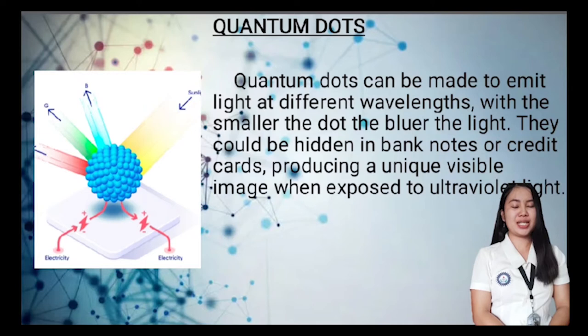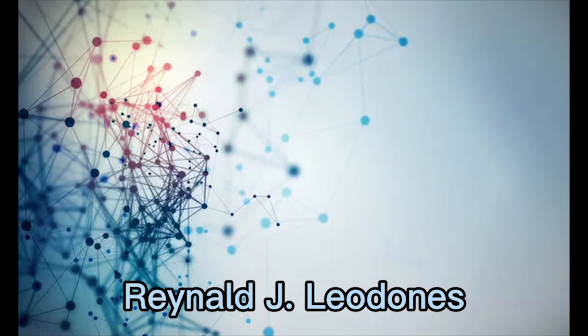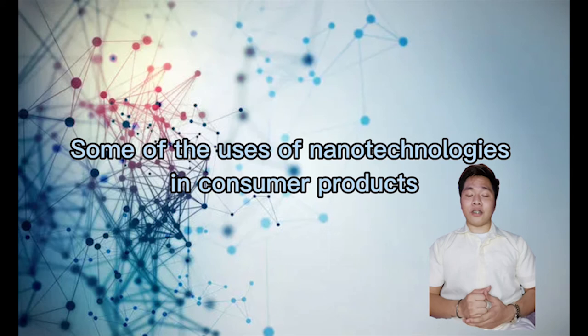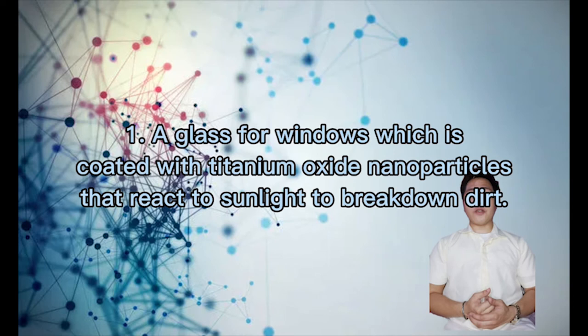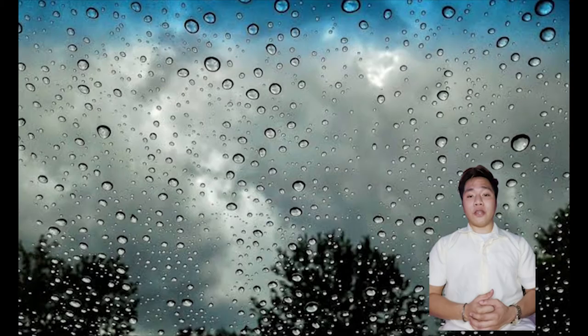Thank you. Good day everyone, I'm Riel Giodones, and today I will discuss to you some of the uses of nanotechnologies in consumer products. Number one, glass for windows which is coated with titanium oxide, a nanoparticle that reacts to sunlight to break down dirt. When water hits the glass, it spreads evenly over the surface instead of forming droplets and runs off rapidly, taking the dirt with it.